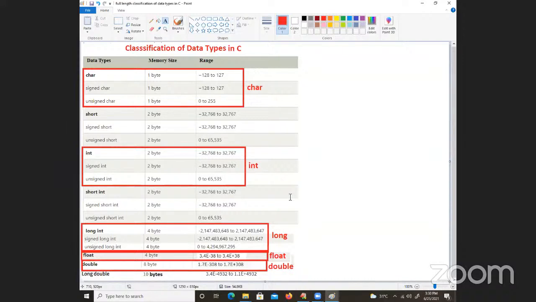So in tomorrow's class, we will go for variable declaration in C language. Variable declaration and variable initialization concept I will explain, so don't miss tomorrow's class. This material that I am discussing, our technical team will send to you.